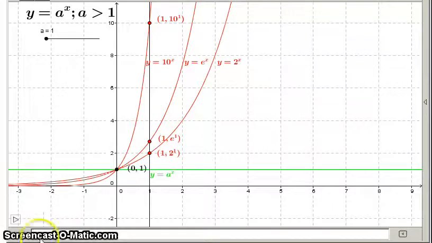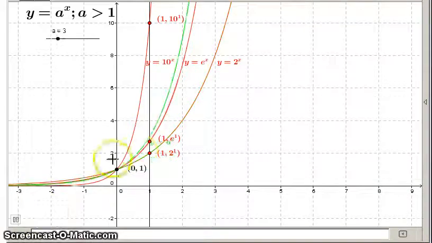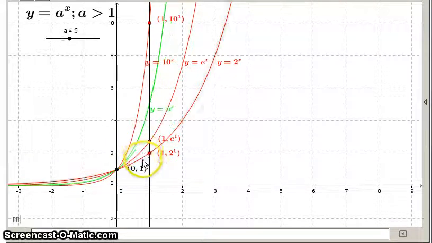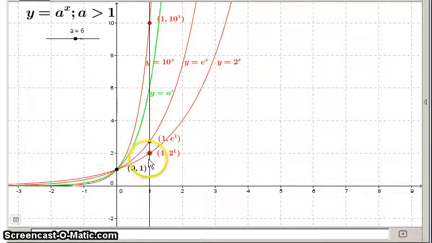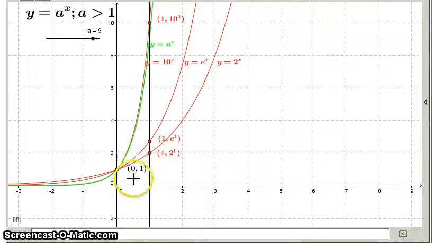Now let's look at an animation where we vary a. A is 2, 3, 4, 5, 6, 7, 8, 9, and 10.